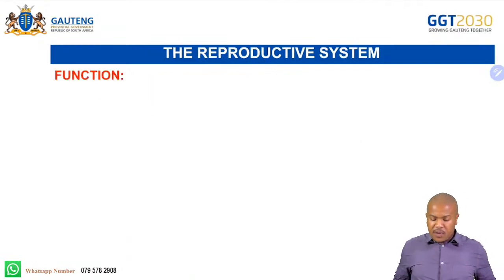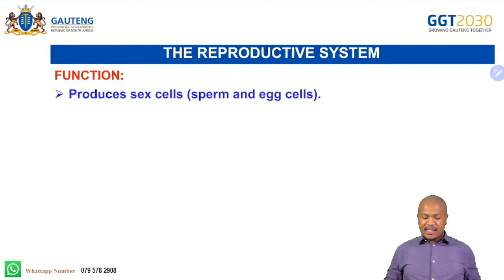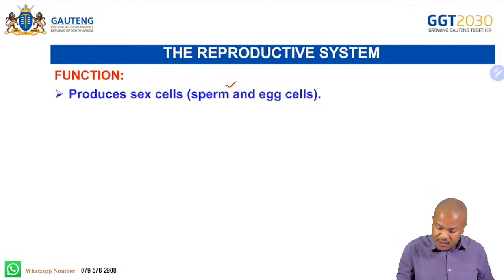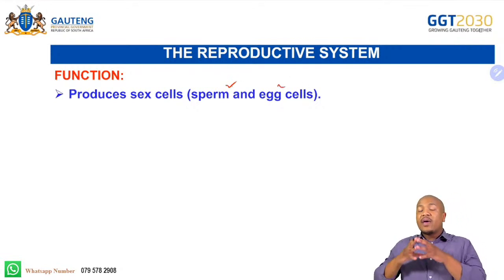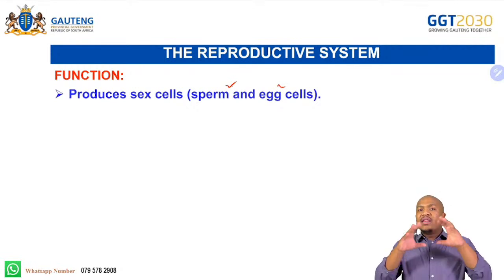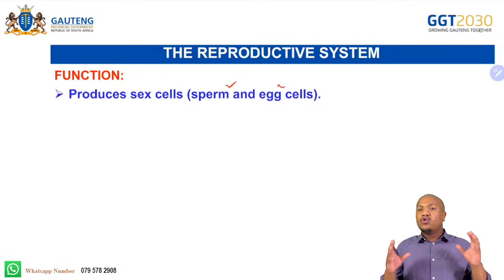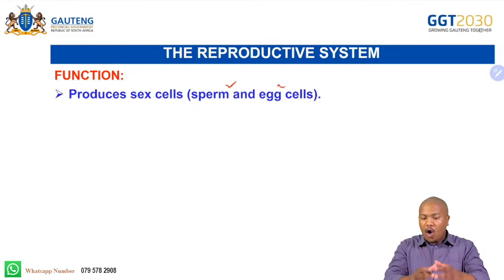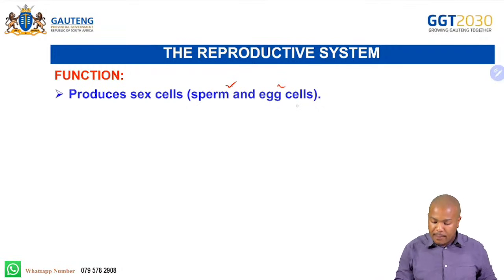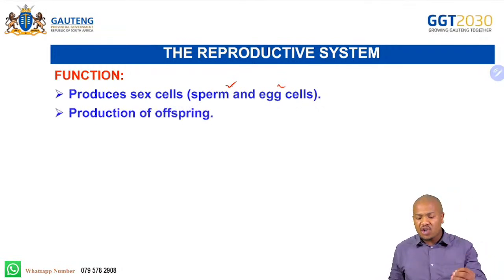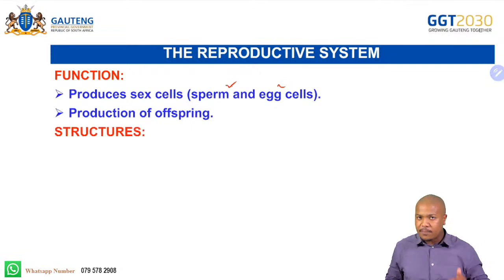So now moving on, right? The main function of the reproductive system, as I've said, is to produce sex cells, which are the sperm and egg cells, right? These sperm come from a male human being, and the egg cells come from a female human being. But when these are fused together, they bring about offspring, which we're going to talk more about in the coming slides, right? So the main function of the reproductive system is to produce sex cells and to ensure the production of offspring, to ensure the survival of human beings, right?